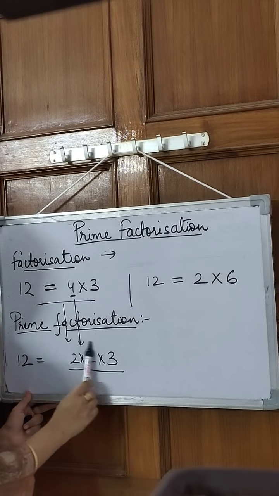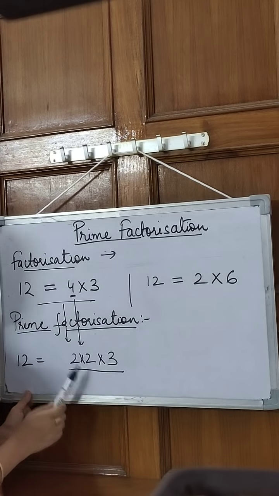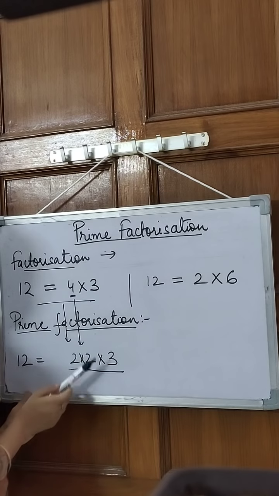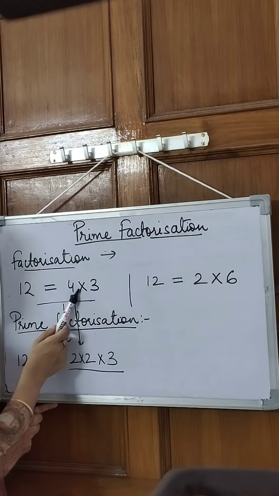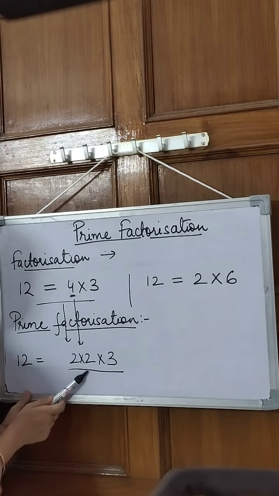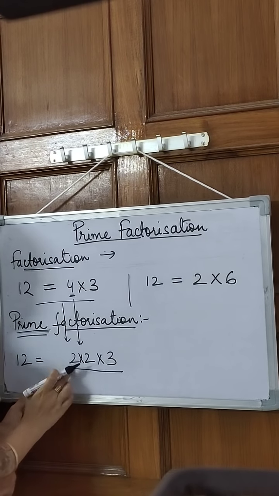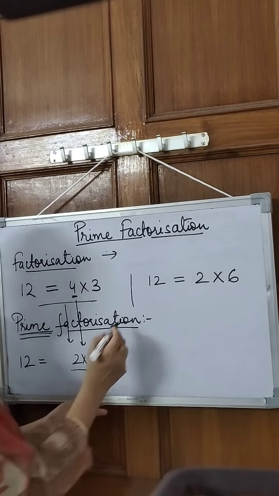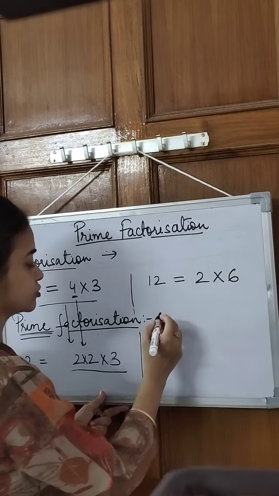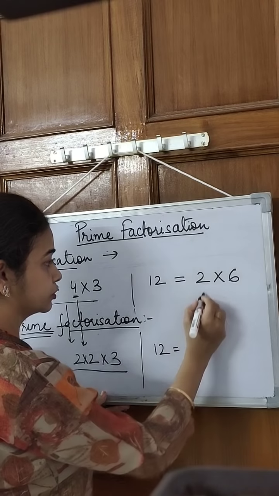So again these three numbers are the factorization of 12. But what is the difference between the two? This one is showing only the factorization and this one is representing prime factorization, because I have taken only the prime numbers. Similarly, in this also can we do the same thing? 2.